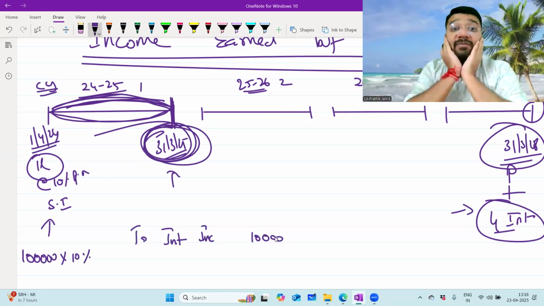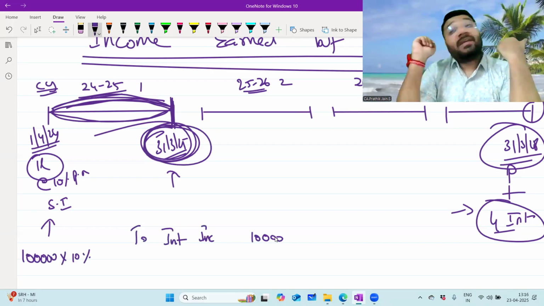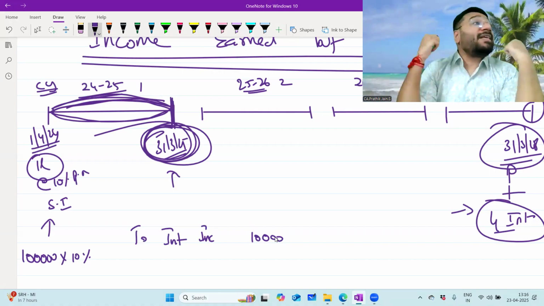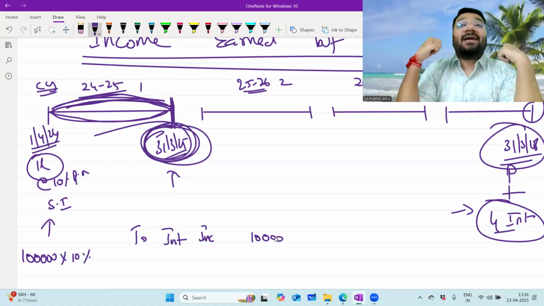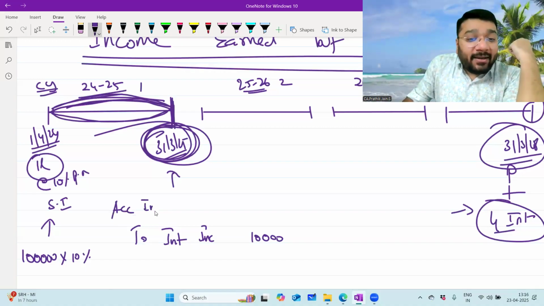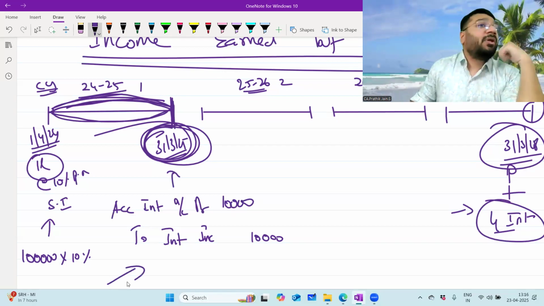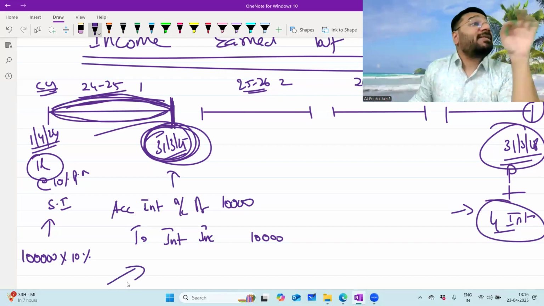Did you receive the money on 31st March? When I'm recording this entry, did you receive money? No. When will you receive? In future. Anything that you receive in future is an asset. Asset is what balance? Debit balance. To create the asset, debit. So accrued interest account debit 10,000 to interest income. On 31st March, you're writing this as your adjusting entry.